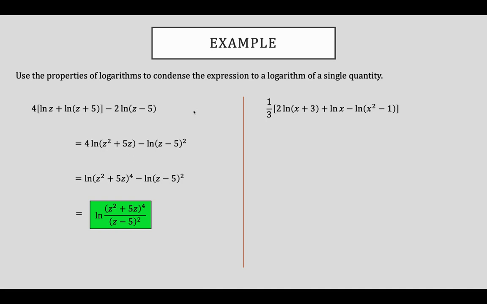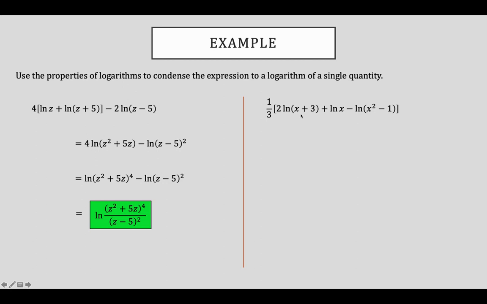All right, let's take a look at one more here. So 1/3 times the entire quantity, 2 ln x plus 3, plus ln x minus ln x squared minus 1. All of that in big brackets. So again, I'm just going to stick with the order of operations, starting with parentheses, work from the inside out. Let's see if we can't combine some logarithms inside of this big bracket.